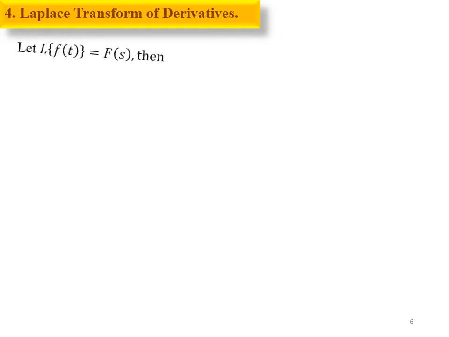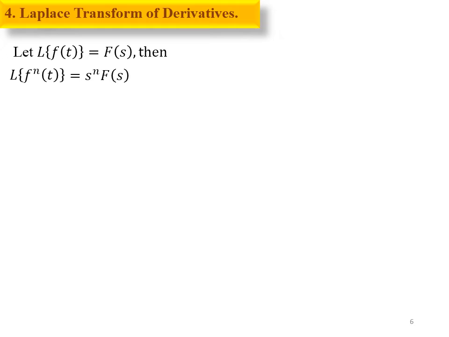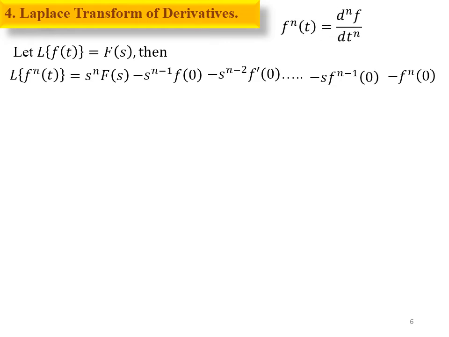Now we see the most important property of the Laplace transform, that is Laplace transform of derivative. This property is useful in solving differential equations or system of differential equations. So suppose Laplace of f(t) is given F(s), then Laplace of f^n(t) is given as s^n F(s) minus s^(n-1) f(0) minus s^(n-2) f'(0), and so on. And lastly we can write minus s f^(n-2)(0) and minus f^(n-1)(0), where f^n(t) is the nth derivative of f(t), so it is d^n f upon dt^n. This property we have to prove here.